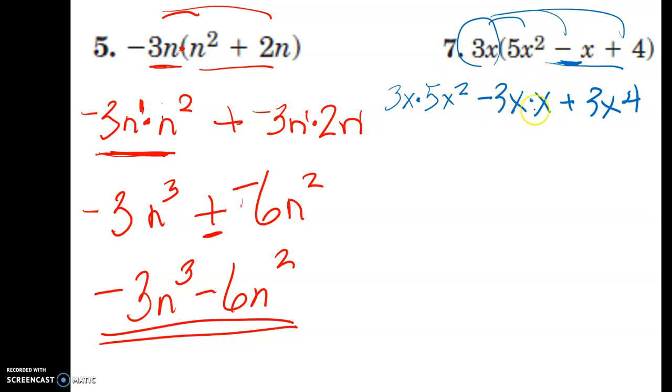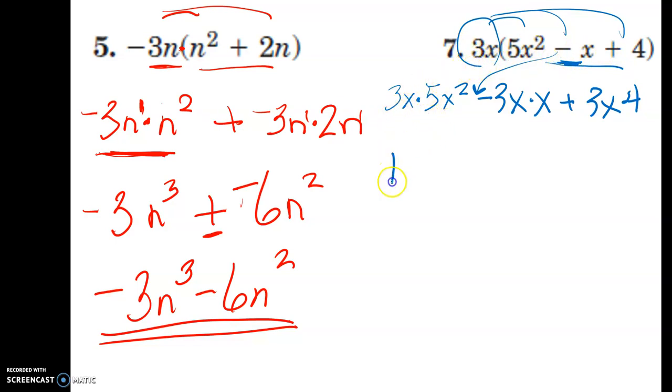I could have taken 3x and multiplied it by the negative x, but being careful with the signage here, I brought the sign down and then multiplied by the term. So I only have one negative in there. And that would have been no different had it been 3 times negative x and not 3x times negative x.